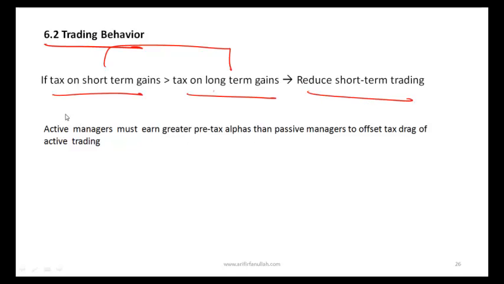And I think the most useful sentence given in this section is that active managers must earn greater pre-tax alphas than passive managers to offset the tax drag of active trading. What's this tax drag of active trading? Active trading means that you are paying higher taxes because short-term capital gains are taxed at a higher rate. So that extra taxes is referred to as the tax drag.